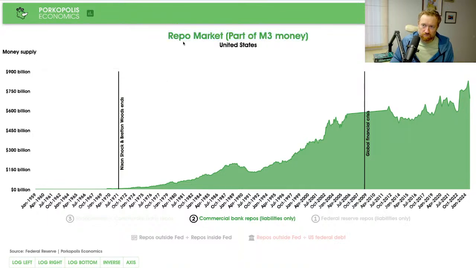Repo market, repurchase market. What is a repo? Again, basically think of it as a treasury security that trades like cash. All right, you're just sending treasuries around to do other stuff, to long more stuff, to short stuff. It's leverage. It's pure leverage, okay?